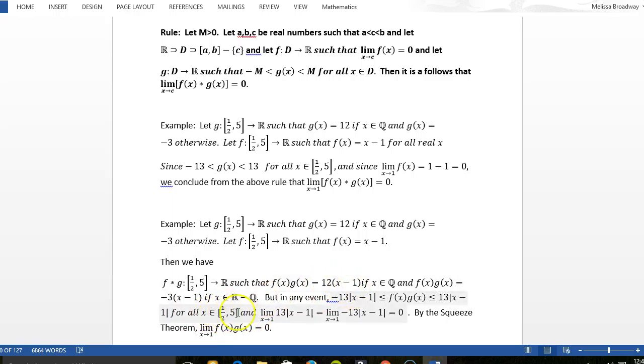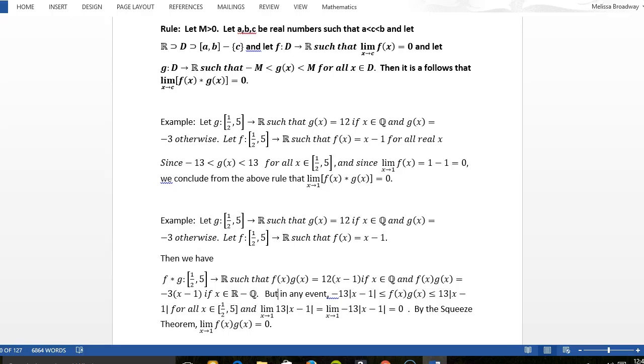And furthermore, the limit as x goes to 1 of these two extremes, this left extreme here and this right extreme here, is going to tend to 0. By the squeeze theorem, the limit of this guy in the middle would have to be 0. That's from the squeeze theorem point of view. So that's pretty cool.